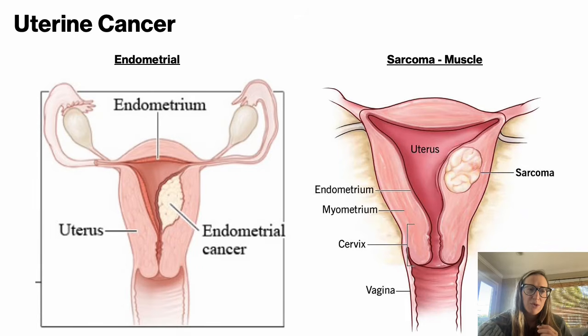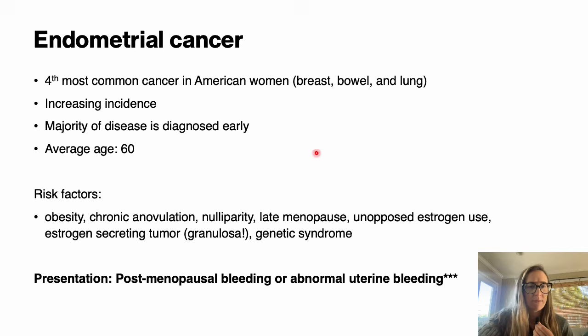Okay, next we'll go into uterine cancer. And uterine cancer can be broken down into two main categories. Endometrial, which is that inner cavity, the endometrial cavity, and sarcomas, uterine sarcomas, which is a muscle tumor. So endometrial cancer is the fourth most common cancer in American women. It actually is one of the only cancers right now with an increasing incidence. So that is very concerning. And the majority of the disease is diagnosed early, and we have a common sign, which is vaginal bleeding.